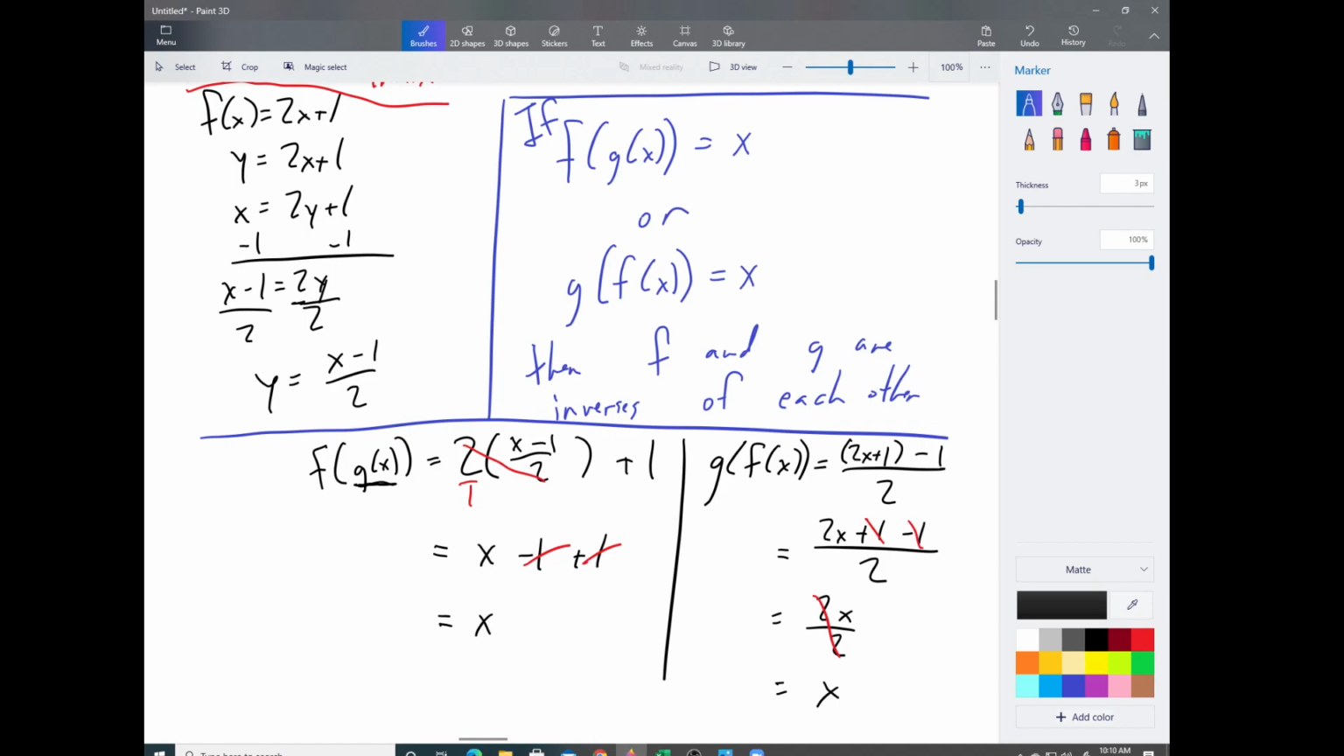And there is one other way to tell if two functions are inverses of each other. It's not as exact, but it's a really good visual. And this one I do expect that you probably did learn last year.